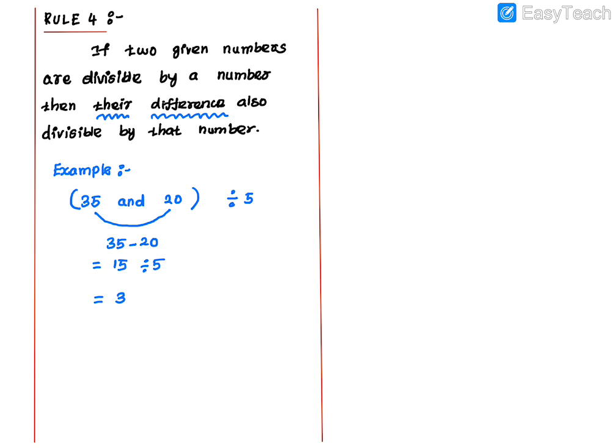Can you understand? If two given numbers are divisible by a number, then their difference is also divisible by that number. So one more example I will write here, okay? I will take 36 and 24. Both numbers can be divisible by 4. If two given numbers are divisible by a common number, then their difference is also divisible by that number. So what is the difference? 36 minus 24 is 12. So 12 also can be divided by 4. 12 divided by 4 is 3. Okay, so this is the meaning of the given statement. If two given numbers are divisible by a number, then their difference is also divisible by that number.